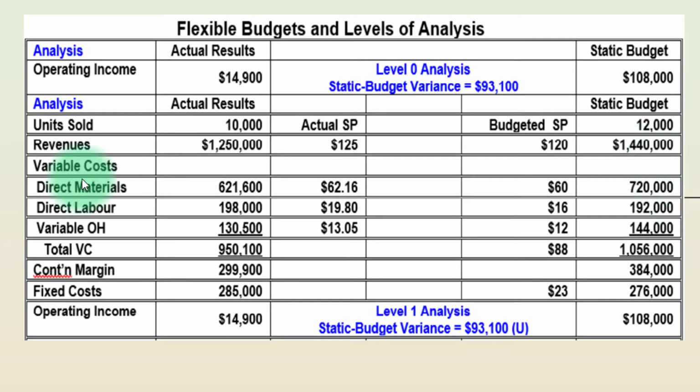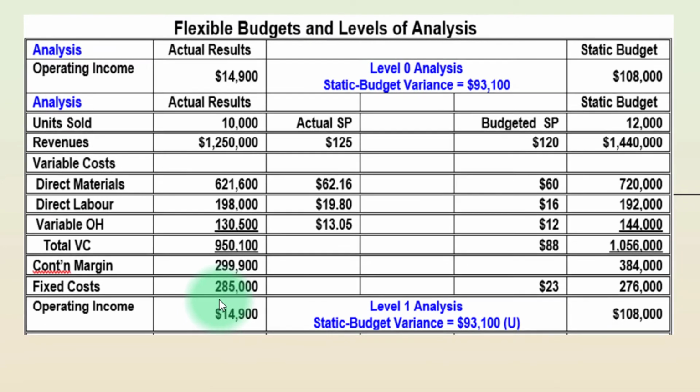Well, what about the variable costs? Direct materials actual cost is $621,600 versus the budgeted $720,000. We might say, well, actually, we saved on direct materials. But is that a meaningful conclusion? Because you have sold less, you are expected to spend less on direct materials, and so with other variable costs. With the fixed cost, well, fixed costs are fixed regardless of the volume. So we have budgeted fixed costs of $276,000, but the actual is $285,000. So again, we have overspent in terms of fixed costs.